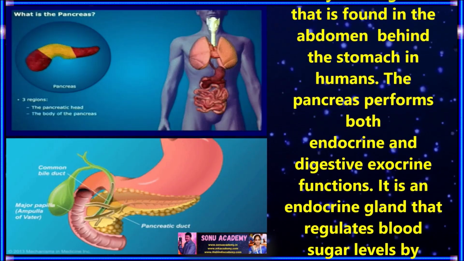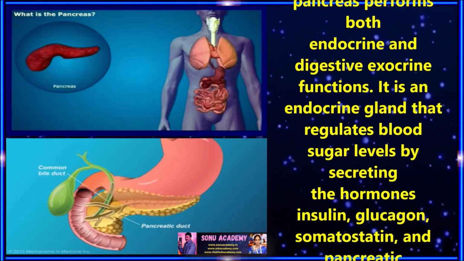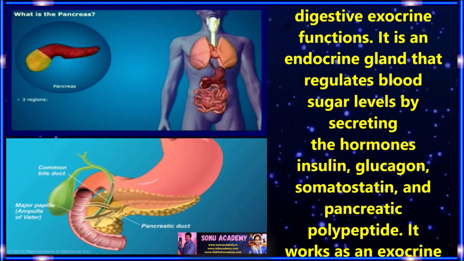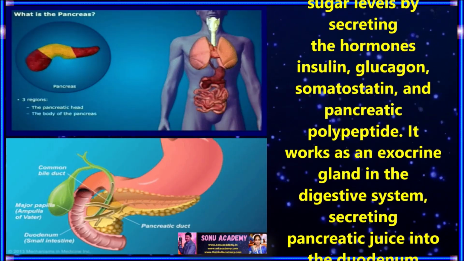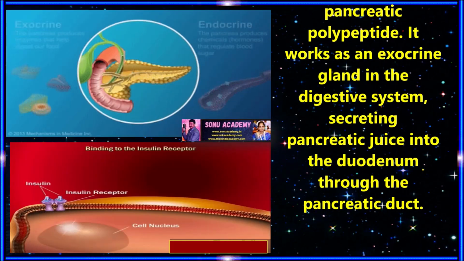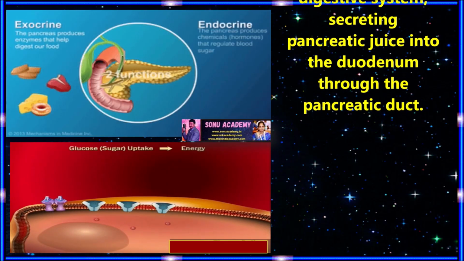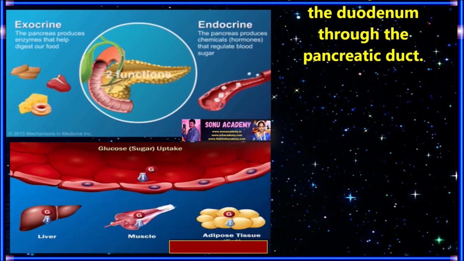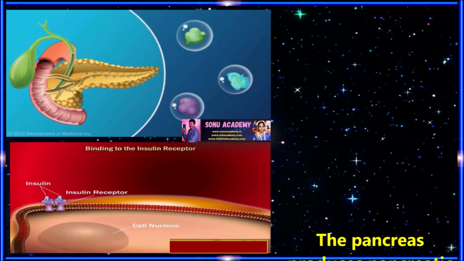The pancreas performs both endocrine and digestive exocrine functions. It is an endocrine gland that regulates blood sugar levels by secreting the hormones insulin, glucagon, somatostatin, and pancreatic polypeptide. It works as an exocrine gland in the digestive system, secreting pancreatic juice into the duodenum through the pancreatic duct. Children, let us discuss digestion.